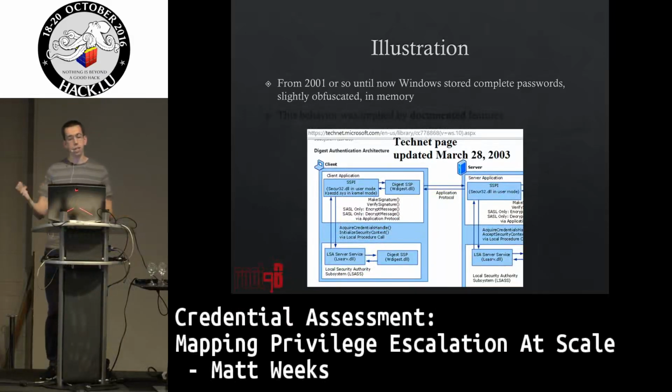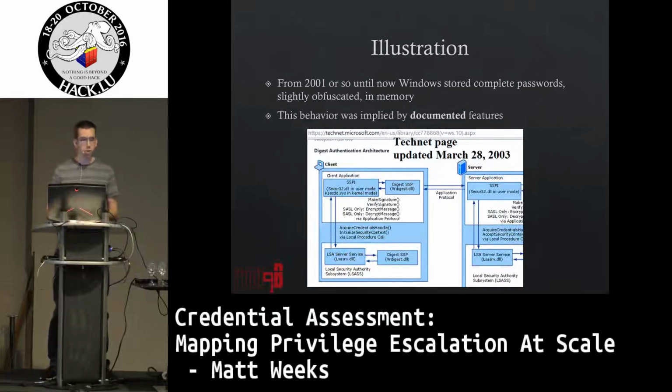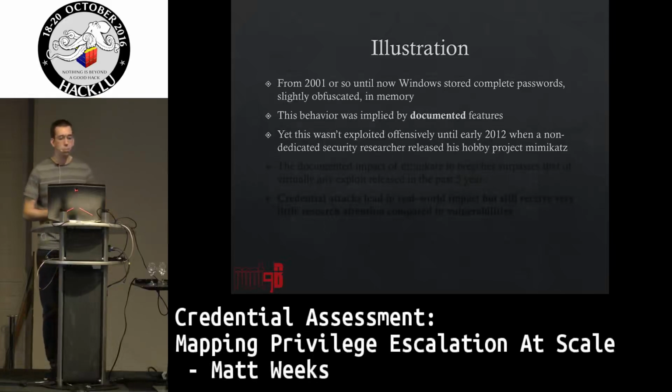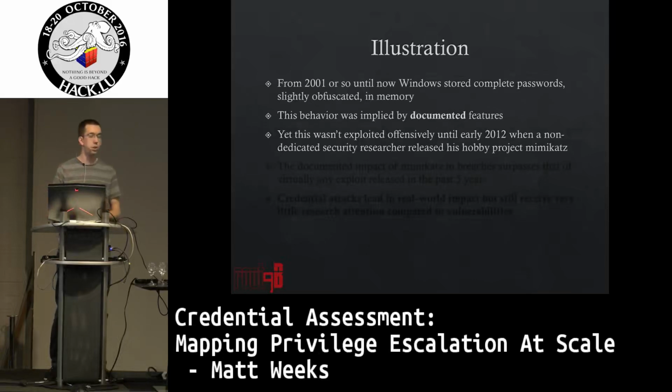As a result of implementing the support, what Microsoft did was store that complete password. It was obfuscated, but it was stored in the memory of the lsass.exe process. And this was implied by documented features. This is a page that was up in 2003. But it was not exploited offensively until 2012, almost 10 years later, when Benjamin Delpy, who is not a dedicated security researcher, released a hobby project, Mimikatz. He was reverse engineering some Windows and realized you can get the password of somebody who's logged in by injecting into LSASS, following a few pointers, and calling a function to deobfuscate memory.